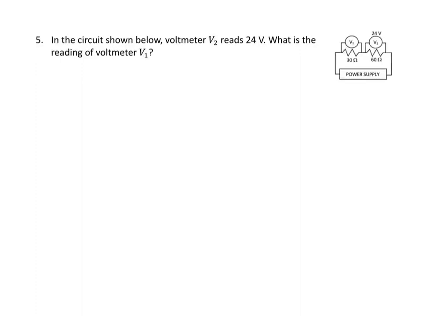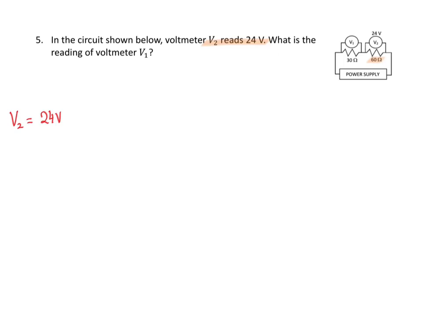Let's solve some problems based on the voltage divider. Here in this problem it says in the circuit shown below, voltmeter V2 reads 24 volt. What is the reading on voltmeter V1? So if you look at the diagram carefully, there are two resistors. One is 30 ohm and one is 60 ohm.